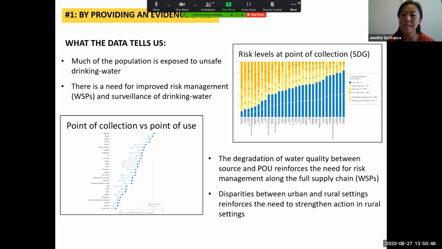This emphasizes the need for water safety planning, so looking at and managing risks from the whole supply chain, including at the household. The data showing the disparities in rural areas also points to the fact that more needs to be done to support water safety, so the regulations, management, and surveillance in rural areas.